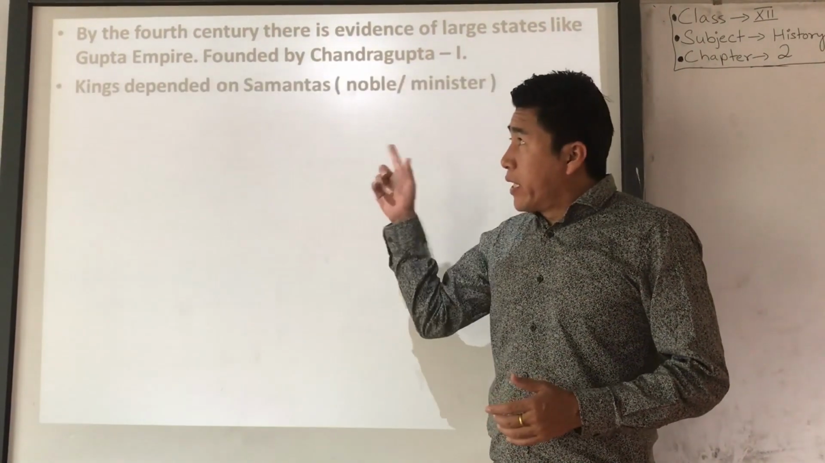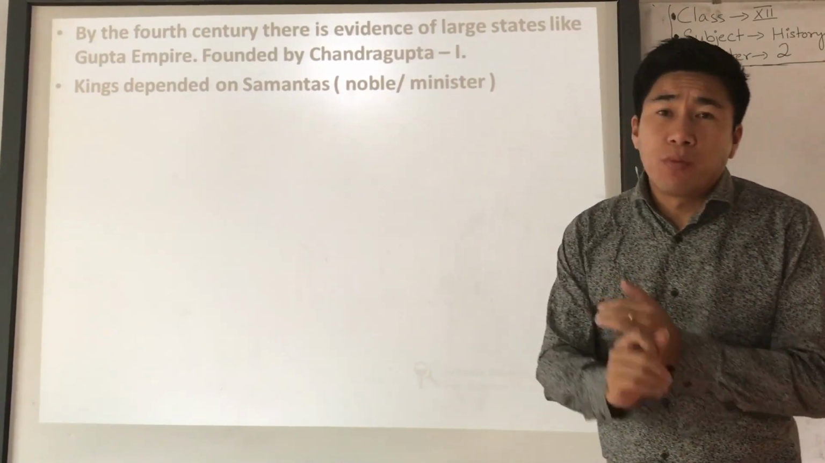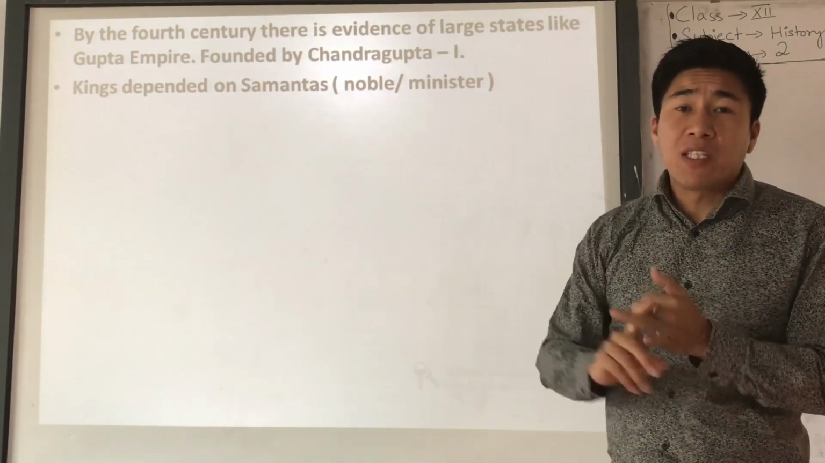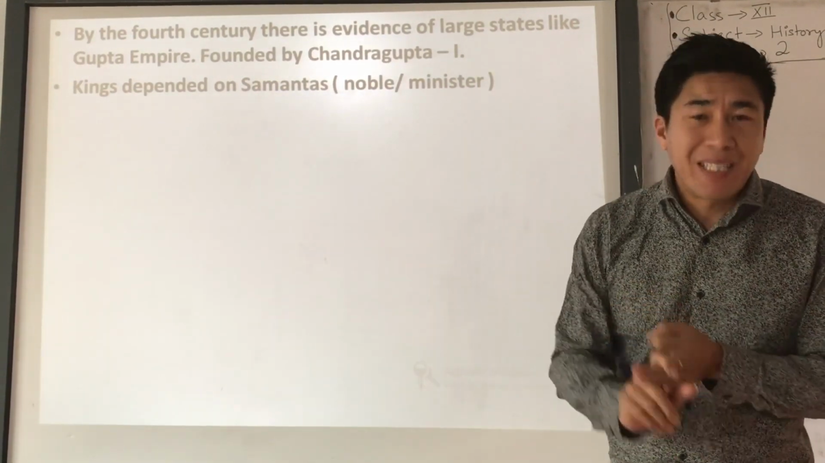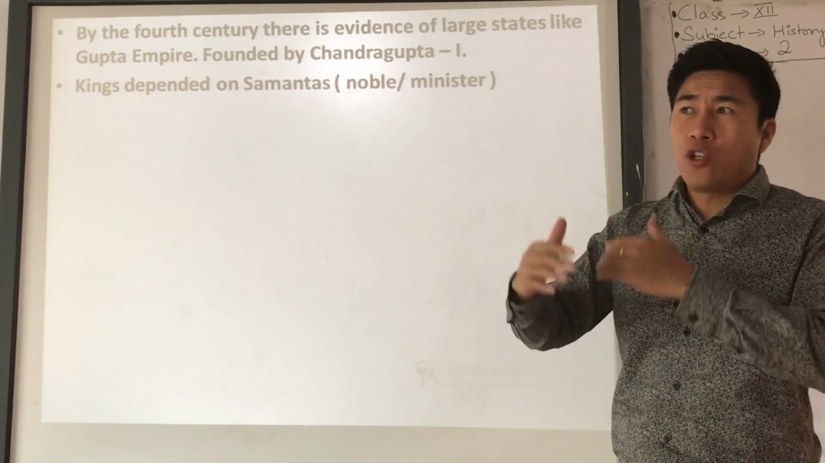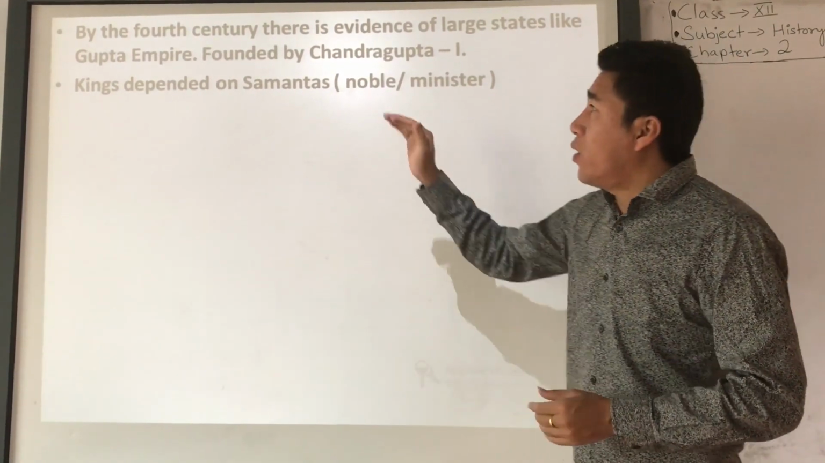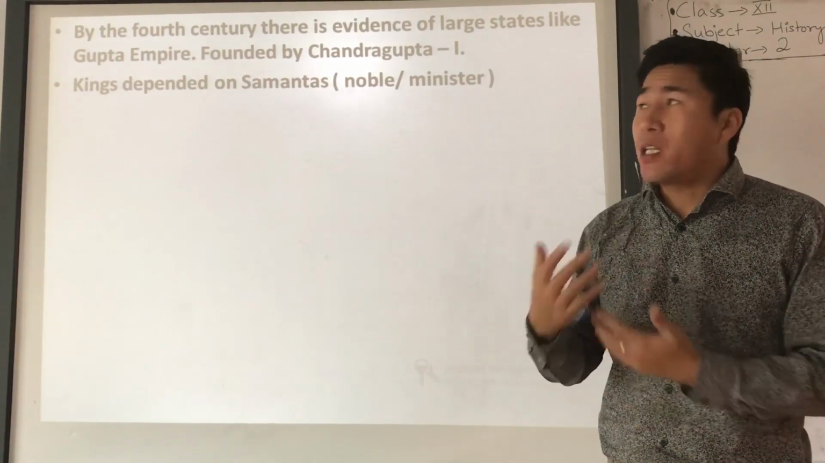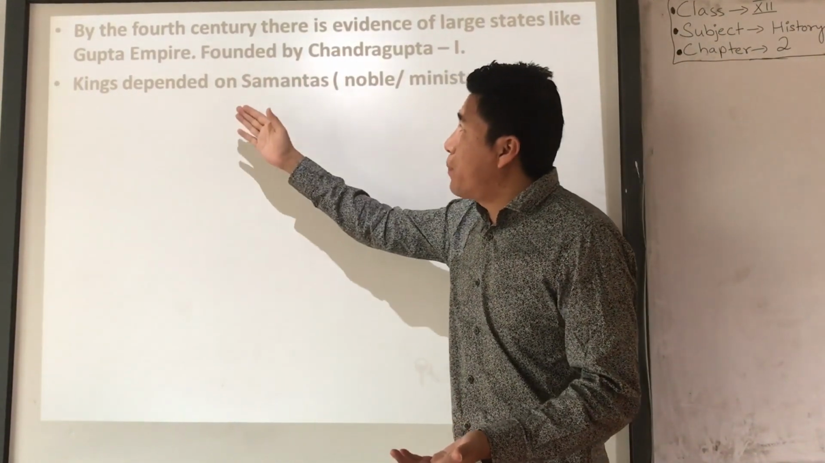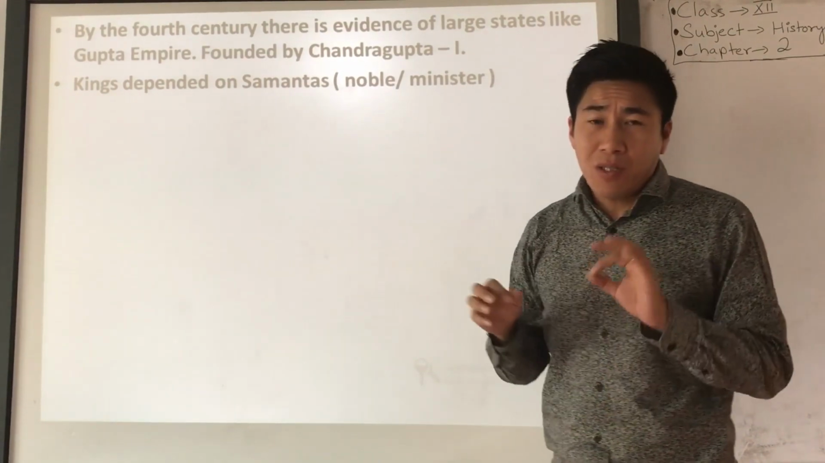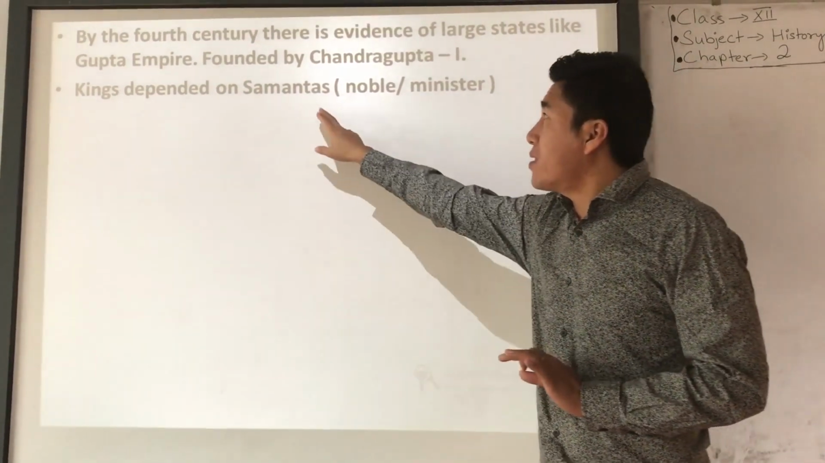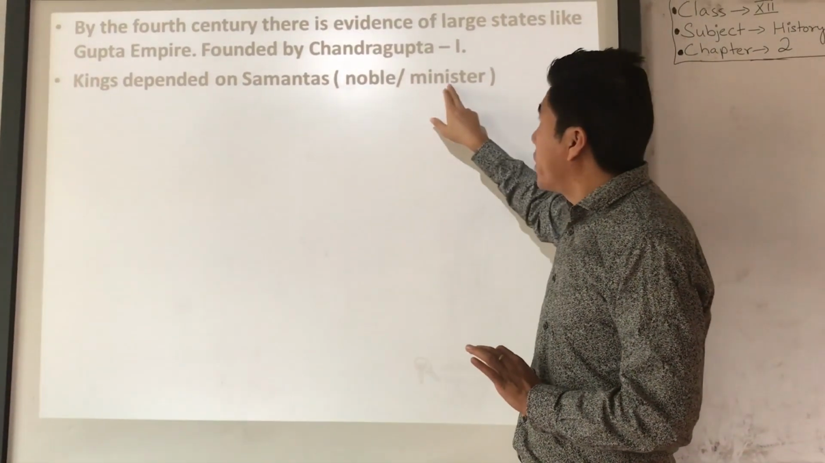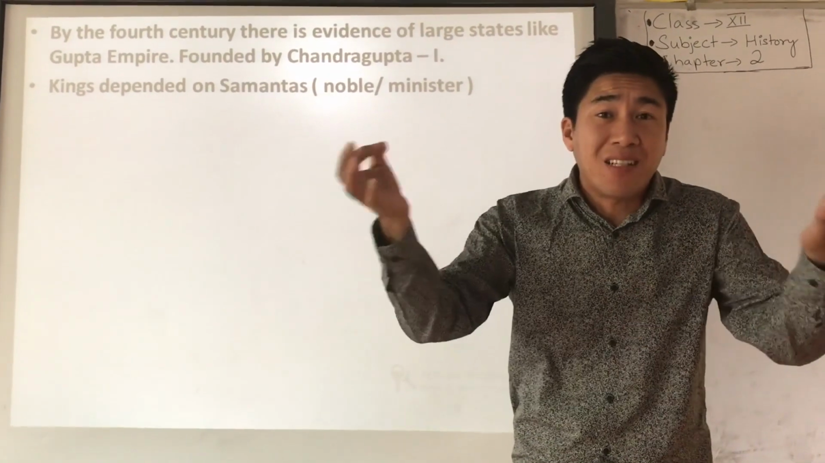So he's the first ruler, and in this we have Chandragupta first, right? Then we have Samudragupta. Then we have Chandragupta second, right? These are the noted, important kings. Now, about kings in this Gupta period, an important thing that we need to study is that the king depended on Samantas. This is a very important thing. Samantas means nobles or ministers; Samanta is a kind of title.